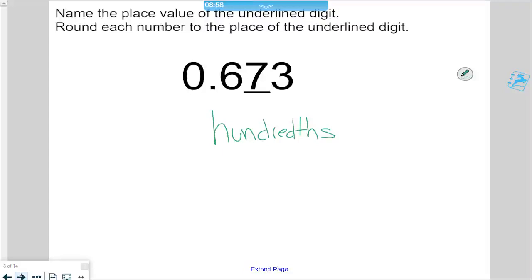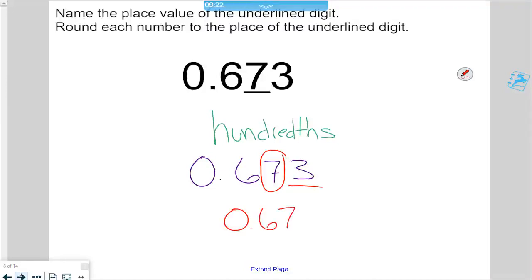Okay, now it says round each number to the place value that is underlined. So I'm going to rewrite my number, 0 and 673 thousandths. And now we're going to find the hundredth place. There's our hundredths. 3, 0 to 4, circle stays the same. So I get 0.67. Replace my digits to the right with a 0.